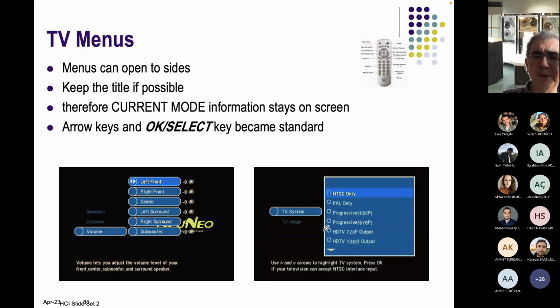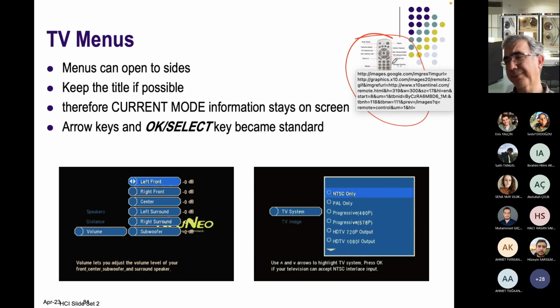If you have different devices like TVs, sometimes they open to the right. So in that case, keep the title if possible, and also allow the mode information to stay on the screen. Arrow keys and select generally became standard on remotes. Okay.